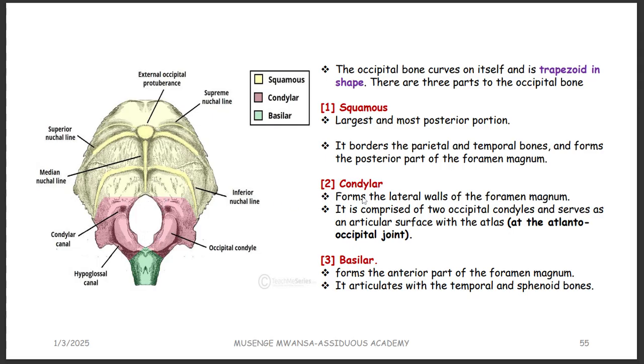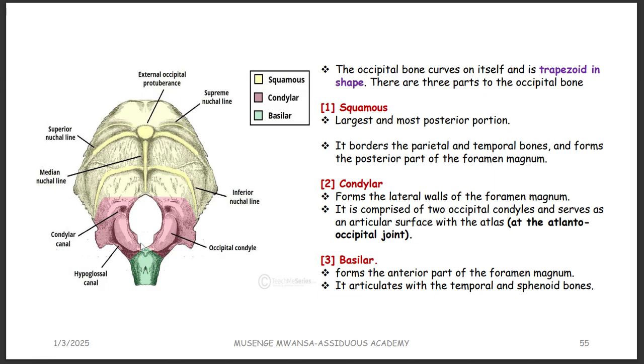And then you have the condylar part of this occipital bone. This condylar part is going to form the lateral sides of the foramen magnum, and it comprises two occipital condyles. These condyles that you can see here are the parts where the first cervical bone, C1, which is the atlas, is going to join, forming what we call the atlanto-occipital joint. And then you have the basilar part, which is this anterior aspect here. It forms the anterior aspect of the foramen magnum.